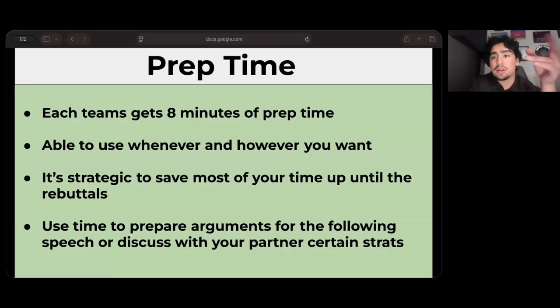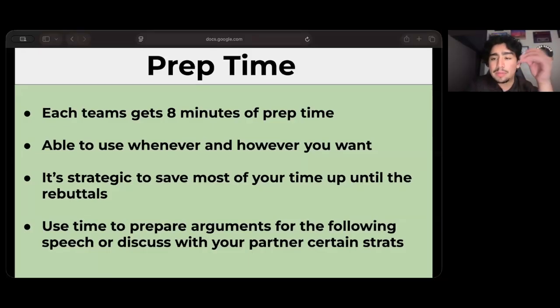You can't use this while an opponent is giving a speech, but let's say you don't feel prepared to give your speech yet, or your partner doesn't feel prepared to give their speech yet, you can take some of that 8 minutes of prep time until it runs out. You can pause it at a certain time. There's no set time for when you need to pause it. Some people like to set, like, I'll take 1 minute right now, then I'll take 2 minutes for this part of the debate. It's honestly up to you. You'll learn what's more strategic, what works for you.